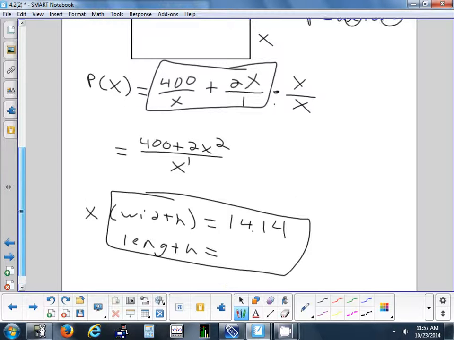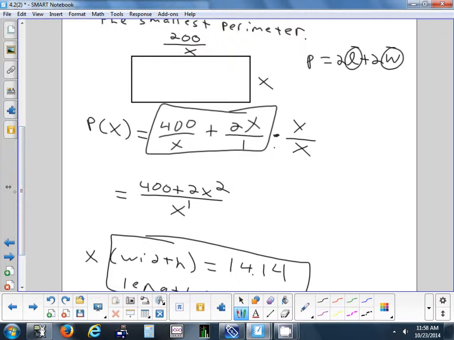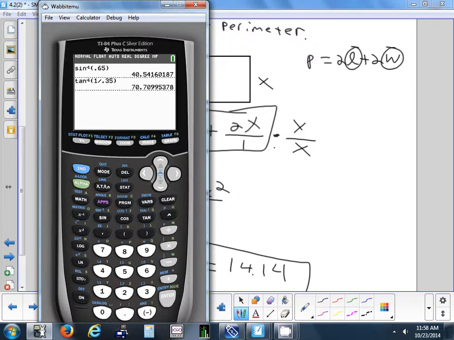But I still need my length. How can I get the length once I know the width? James? Plug it into 200 over x. So 200 divided by 14.14. 14.14.